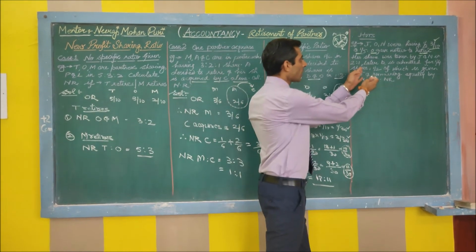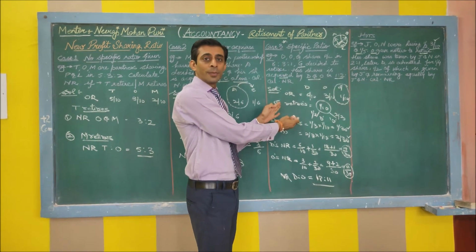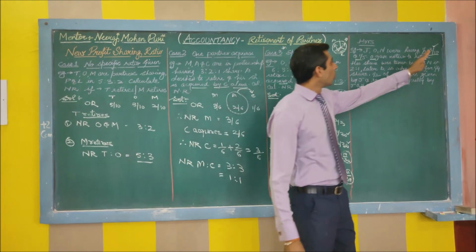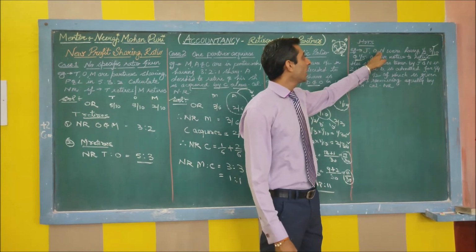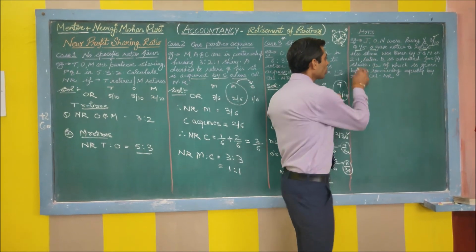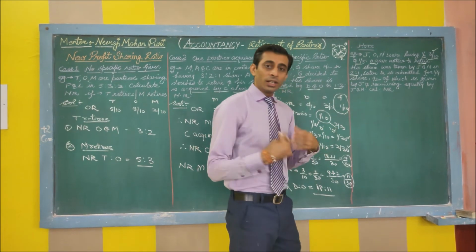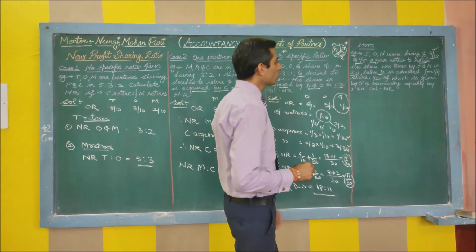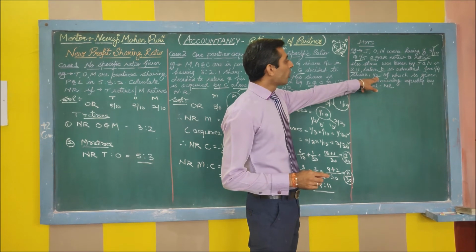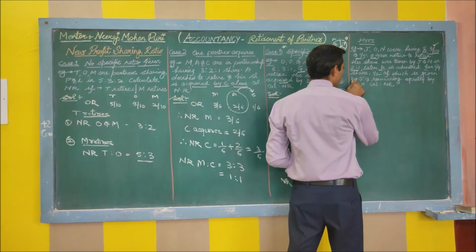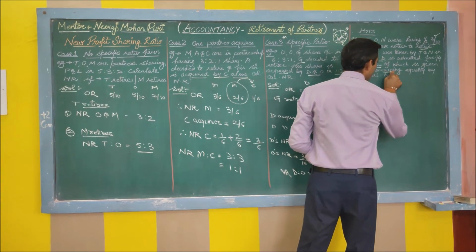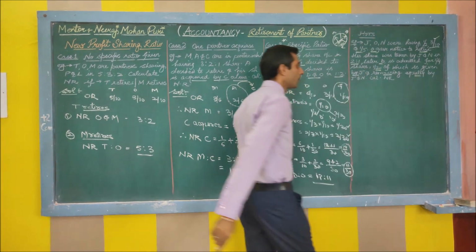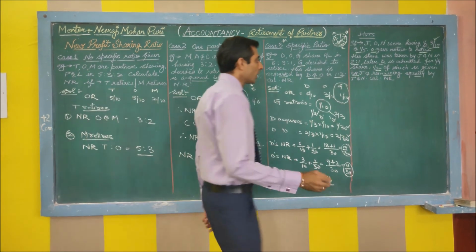Now we will start this sum the same way as this sum. The partner who is retiring, O, his share J and M acquired in 2:1. Later on, new partner D joins. When D joins, he takes 1/2 share from J and again the remaining share he acquires equally. So be very attentive.